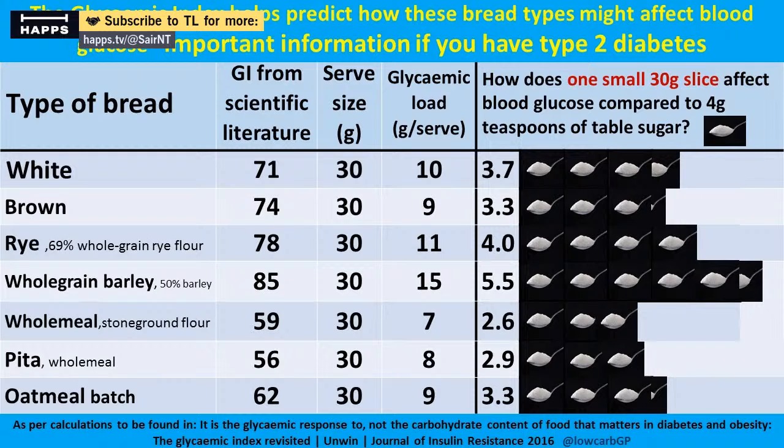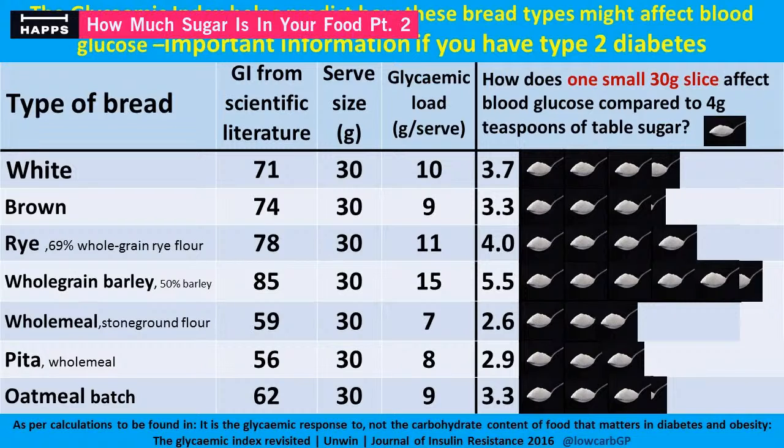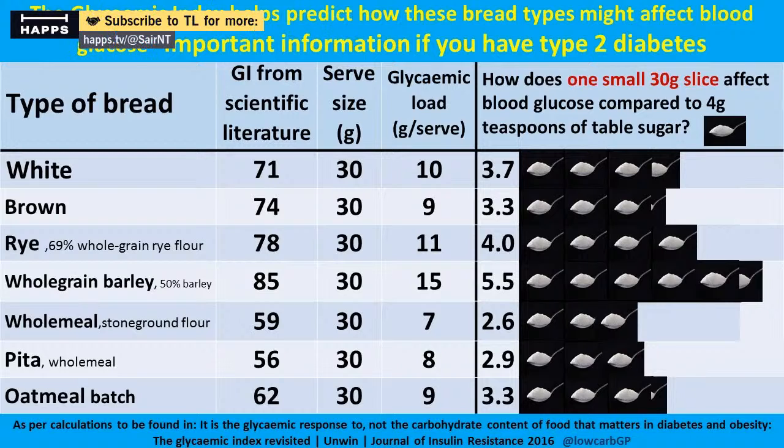And as you can see, if you had 2 slices of white bread, that's 3.7 each, you would be getting about 7.4 teaspoons of sugar, right? That's your sandwich, 2 slices of bread. So that's what you would be getting.